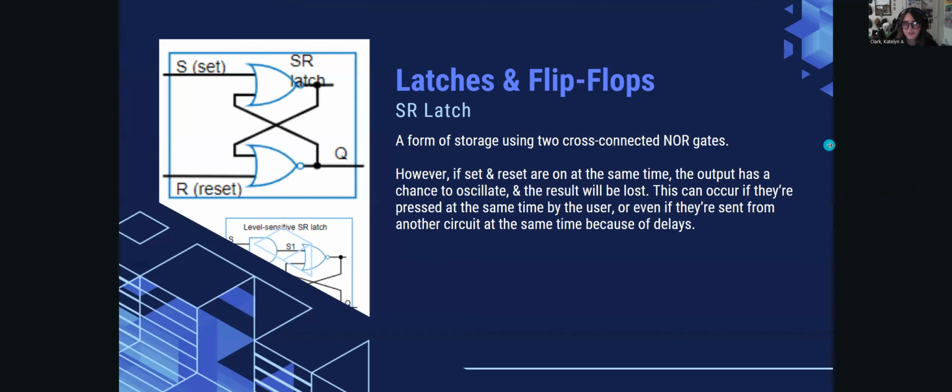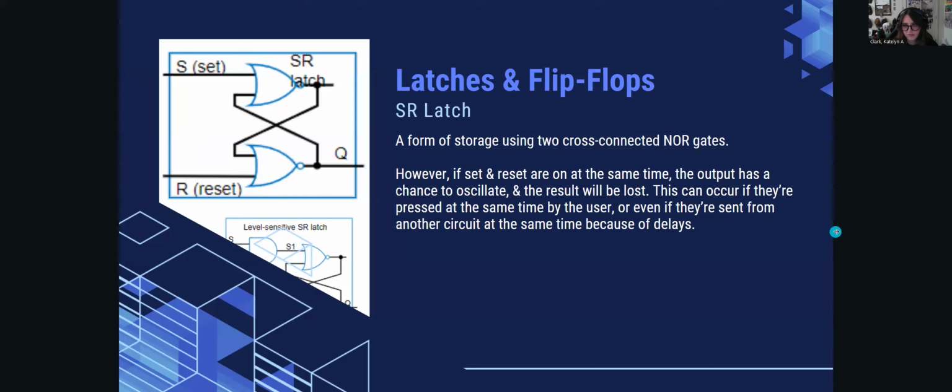So first up is an SR latch. That is what is pictured here in the top one. It is 2 cross-connected NOR gates. And what it does is it stores that value in its output because they're constantly feeding into each other. And that's how you can store a bit of data.